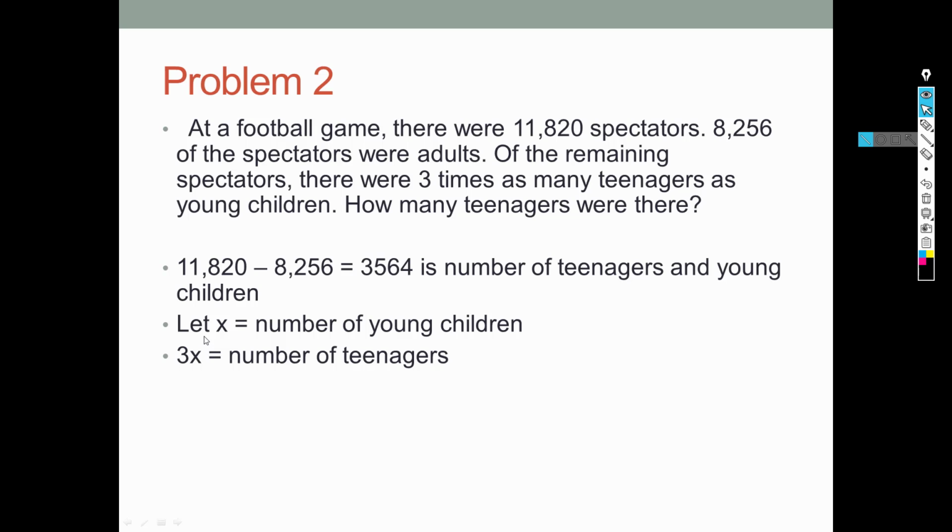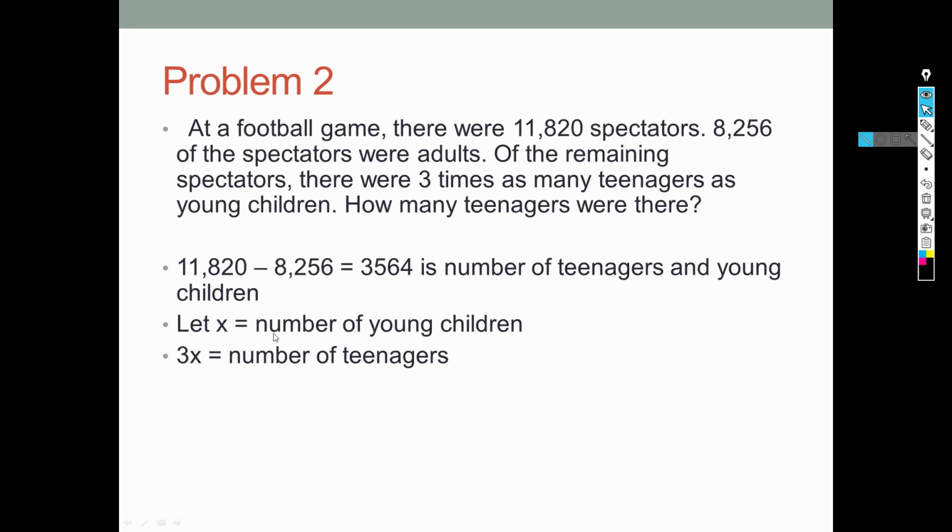Now notice, I could have done it also by saying let x equal the number of teenagers, because that's what we're looking for. Then 1/3 of that would be the number of young children. Okay? Because 3 times the 1/3 x will give us the x. Okay? So there's different ways you could set it up. But this is what we have.